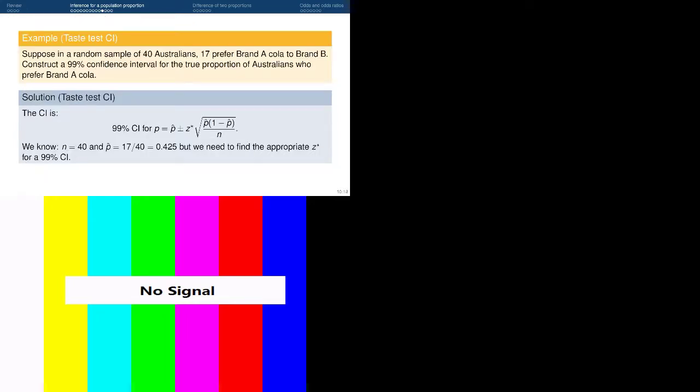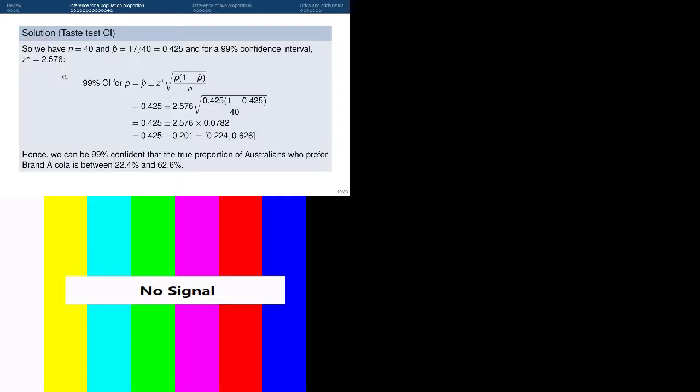So we've got an example to have a look at, which is the same as the one before. 40 Australians, 17 preferred brand A to B. Construct a 99% confidence interval. Fortunately, I just worked out what the Z star value will be for a 99% confidence interval. It was 2.576. So we can substitute that value in. Our p hat value is 0.425 and n is equal to 40. When we substitute that in and perform this calculation, we end up with an interval of 0.224 to 0.626.